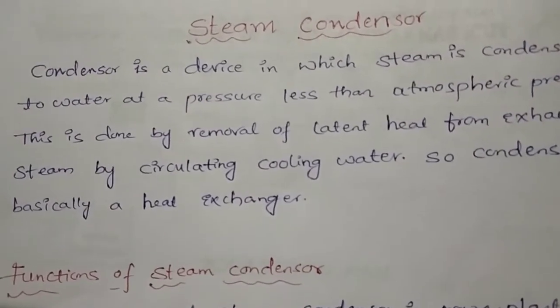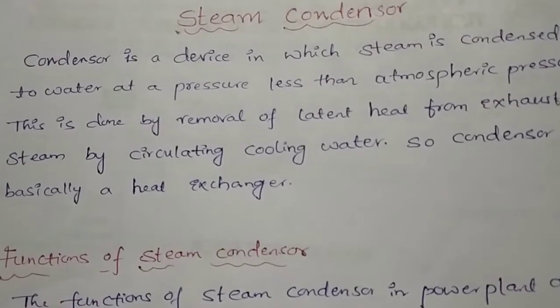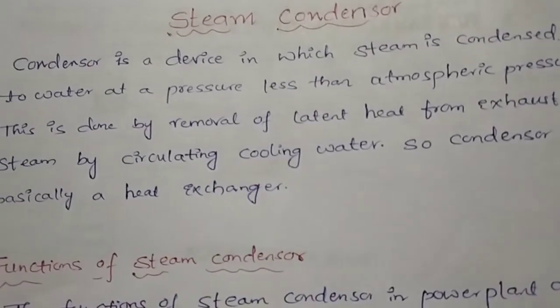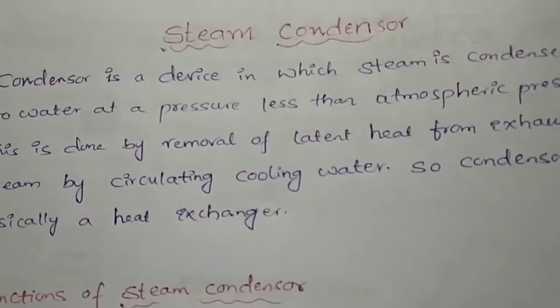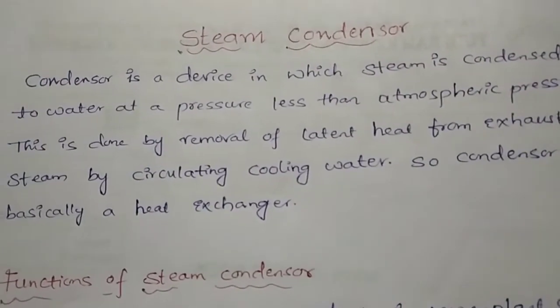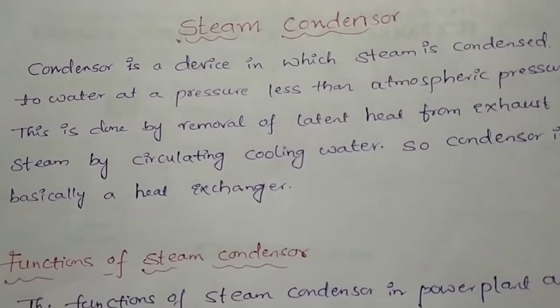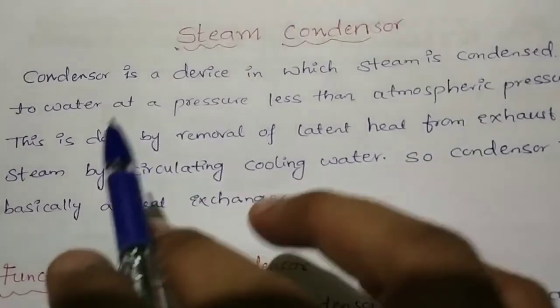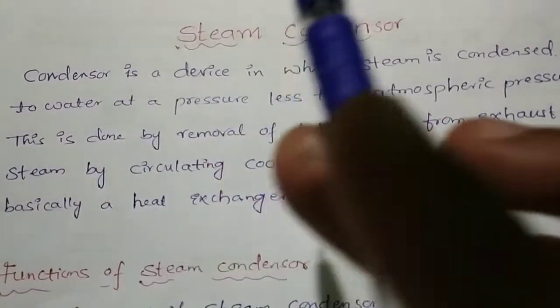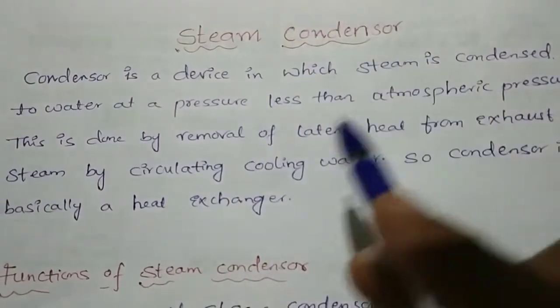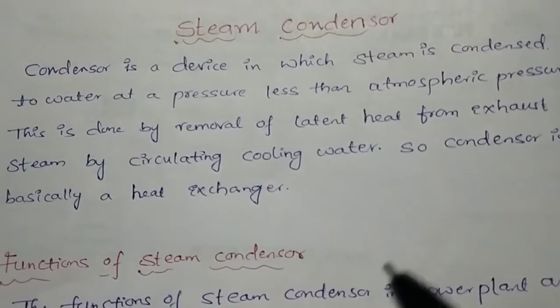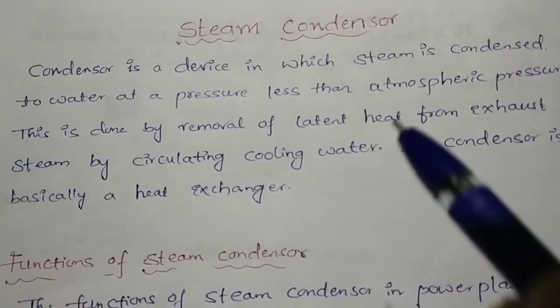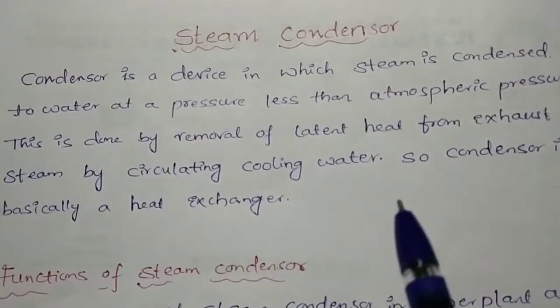Let us start. First of all, we need to understand what is meant by a steam condenser. Simply, a steam condenser is nothing but a heat exchanger. It is a device which exchanges heat. The steam comes from the boiler, everybody knows that. From the boiler it enters the turbine. In the turbine the expansion takes place, and after the expansion the pressure decreases.